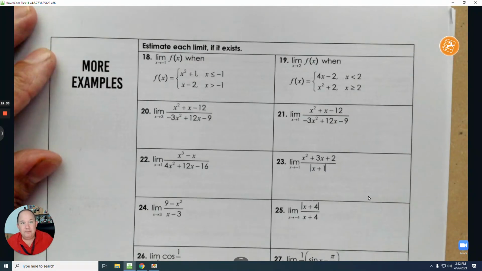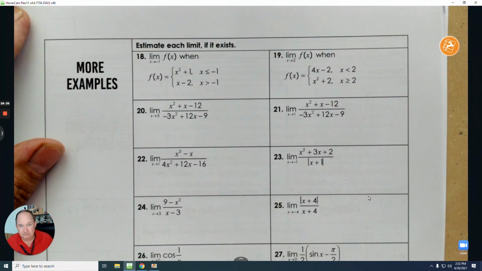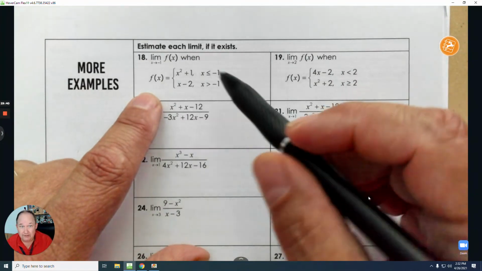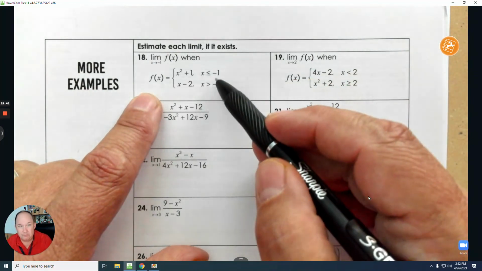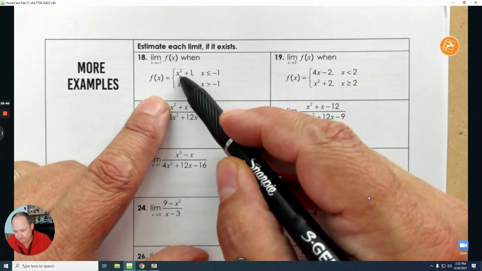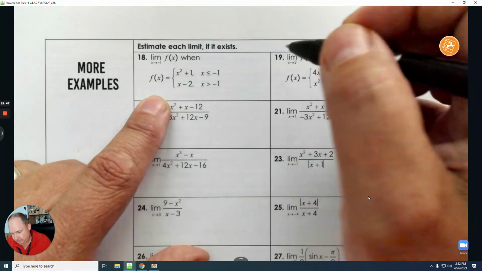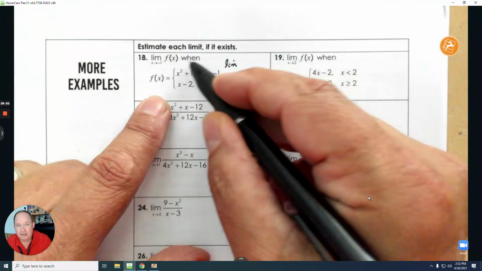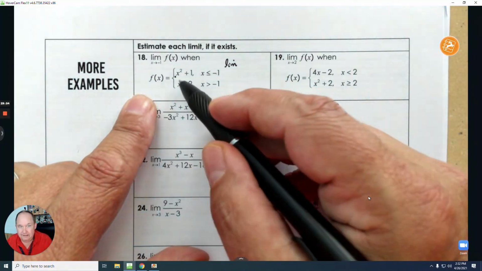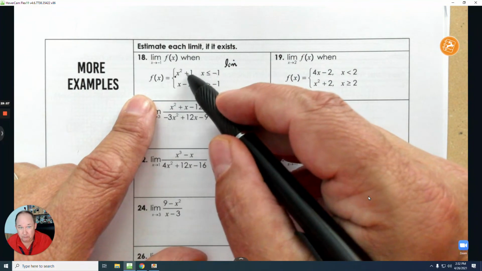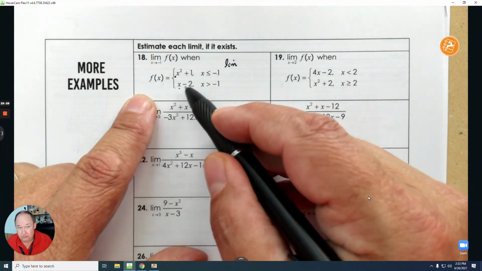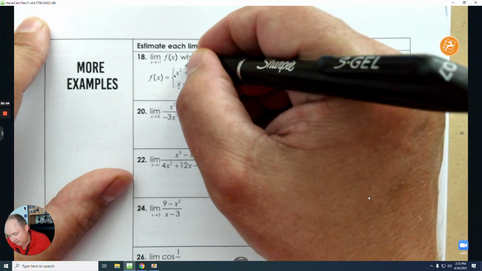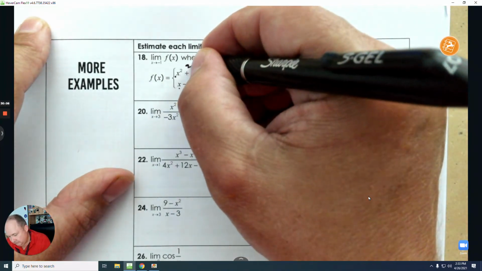So we're going to estimate each limit if it exists. Let's look here. We're going to do it algebraically, so we're going to see if it's continuous or not and then evaluate it. At -1, if I look at -1 in the top piece, -1 squared is 1 plus 1 is 2. And -1 subtract 2. So this gives me the answer of 2.